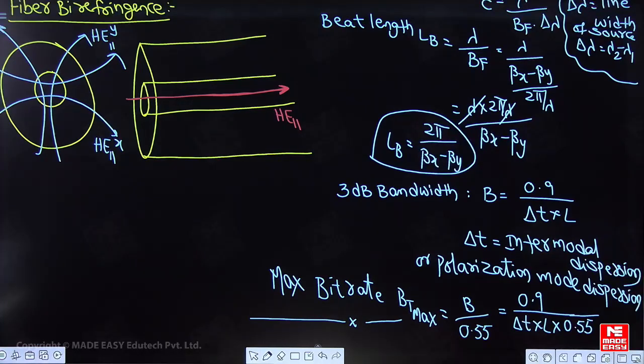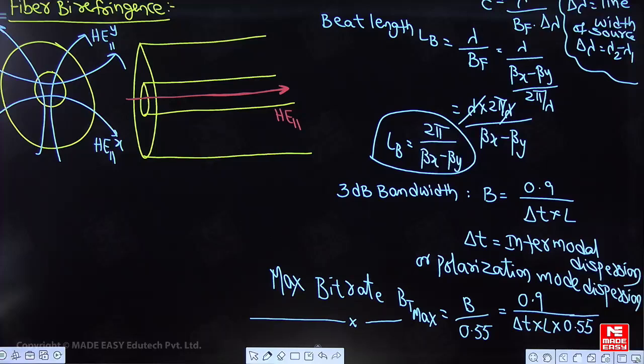Next point: the 3 dB bandwidth B, capital B, is equal to 0.9 divided by delta T into L. Right, the last point for today's class.